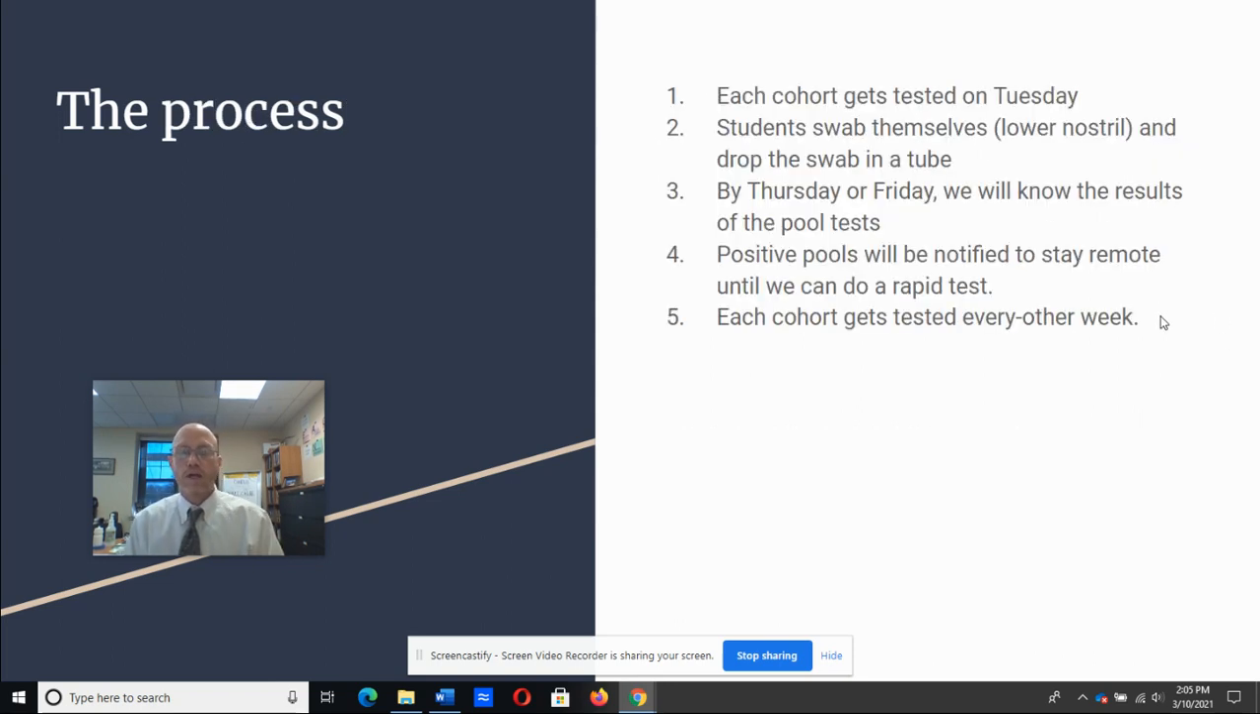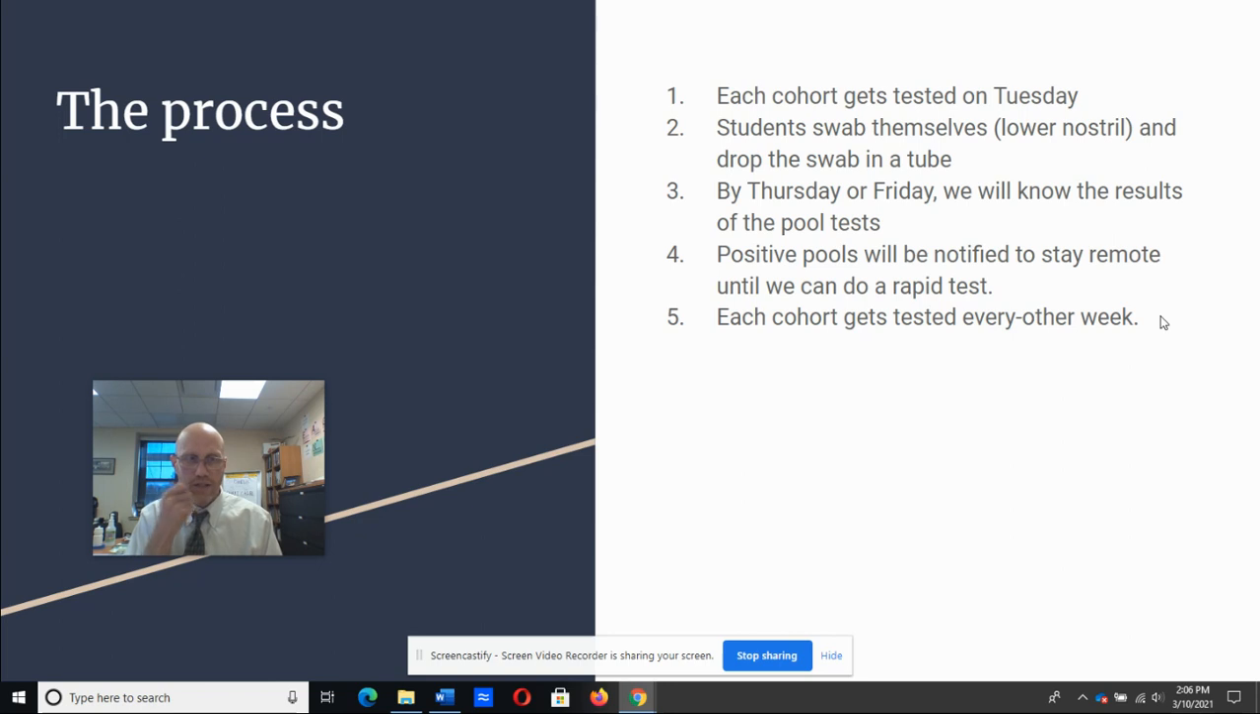So, the process in the building: every Tuesday, we'll do our pool testing. Students will be given a swab, and they will swab themselves. Let me just be clear. The swabbing is only in the lower part of the nostril. It's not jamming it way up and stabbing yourself in the brain. It's really just a few circles in the bottom part of the nostril.